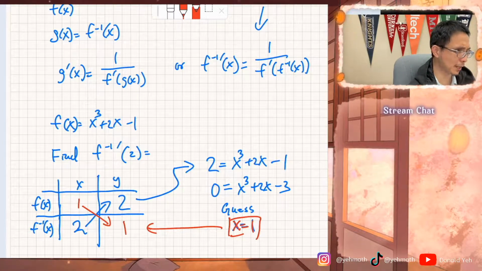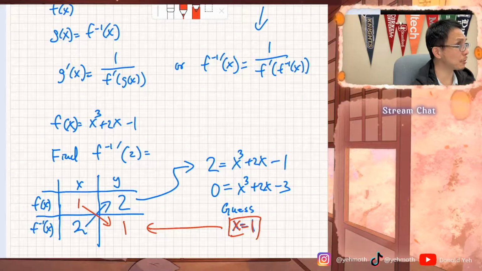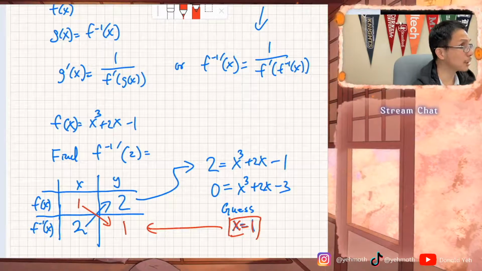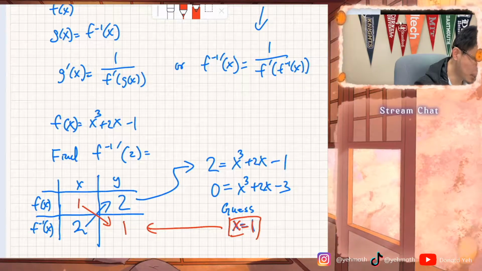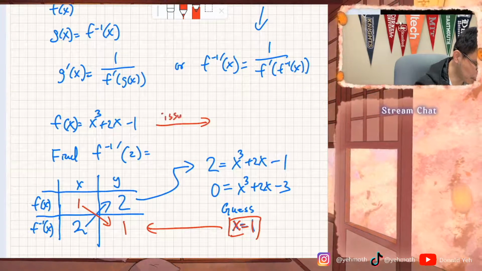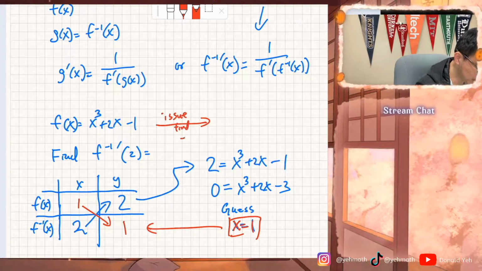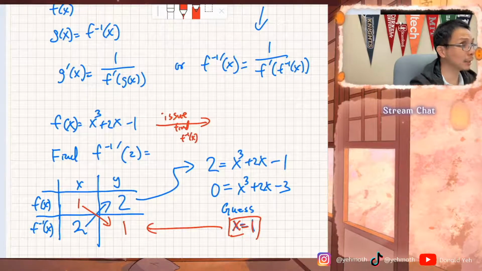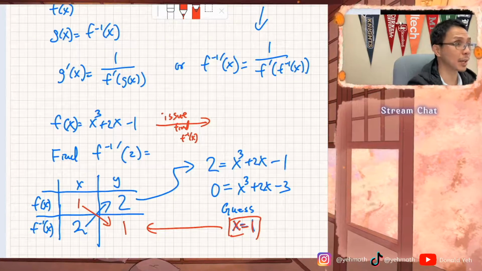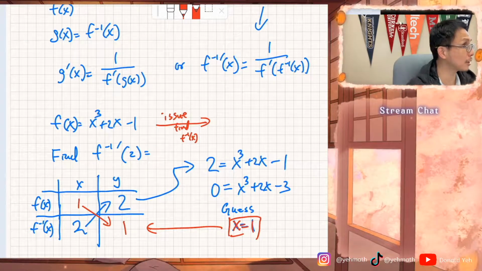Now you're going to be like, Mr. Ye, can I just find the inverse function of this one? But the problem is you cannot find the inverse. There's an issue finding the inverse. And if I find the inverse, can I take a derivative? Yeah, of course I can, right? The other function works, this function doesn't work.